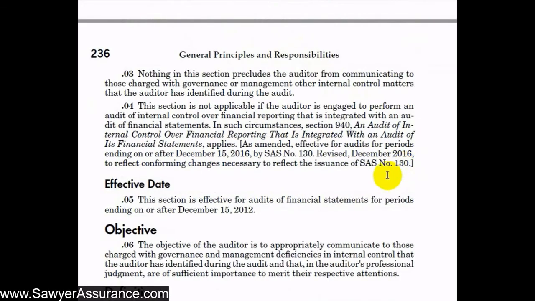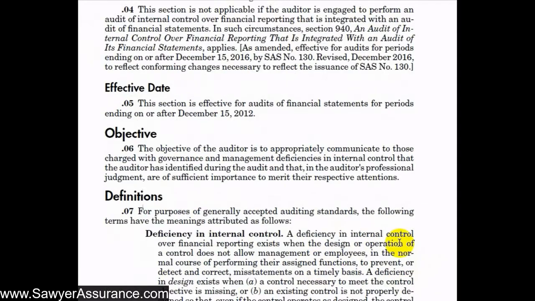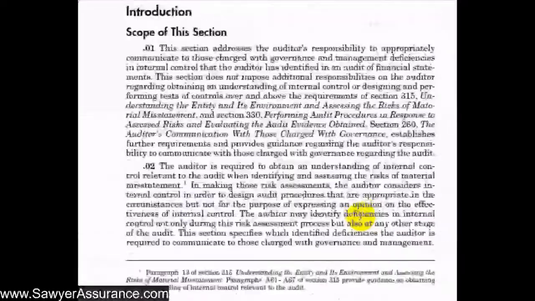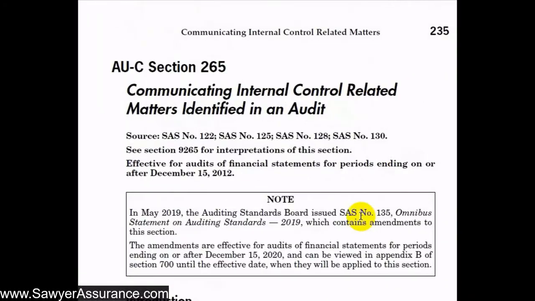this section. So the objective of all of this is to appropriately communicate to those charged with governance and management deficiencies in internal control that we have identified during the audit and that in the auditor's professional judgment are of sufficient importance to merit their respective attention. And throughout the remaining videos in the series, we'll go through the requirements of what we need to communicate to management regarding their internal controls and deficiencies.